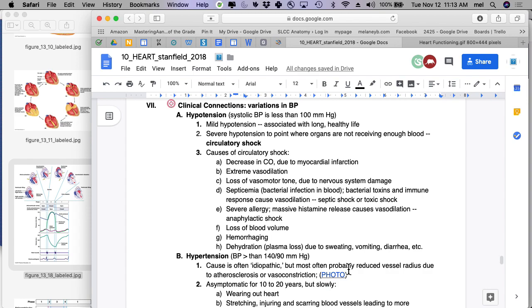So mild hypotension is actually not particularly problematic. It's associated with a relatively long, healthy life, although, like Greta, if you get up really fast, you're going to get lightheaded.